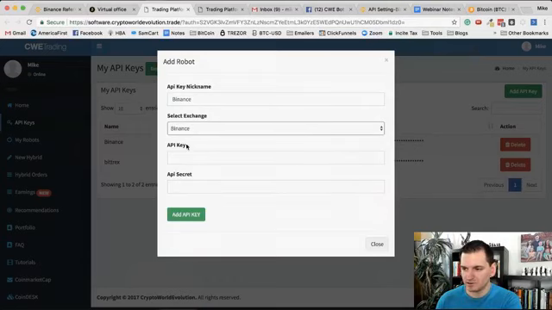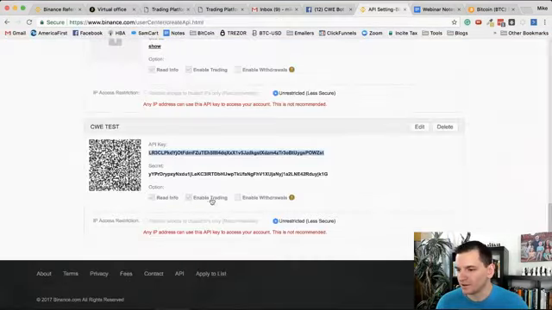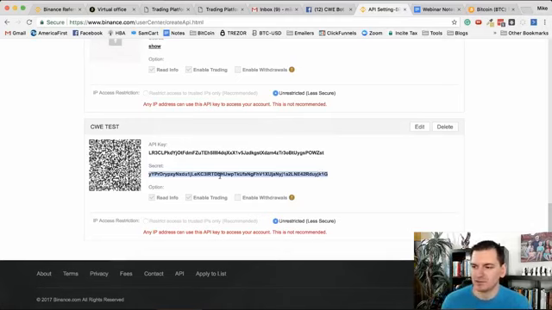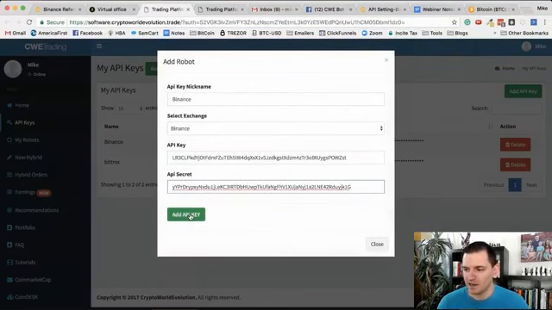Choose Binance. Put the API key in. And then you go back over here and you put the secret in right there. You need both in order for this to work. You put the secret and you put that right in your trading account right there. And you click add API key.